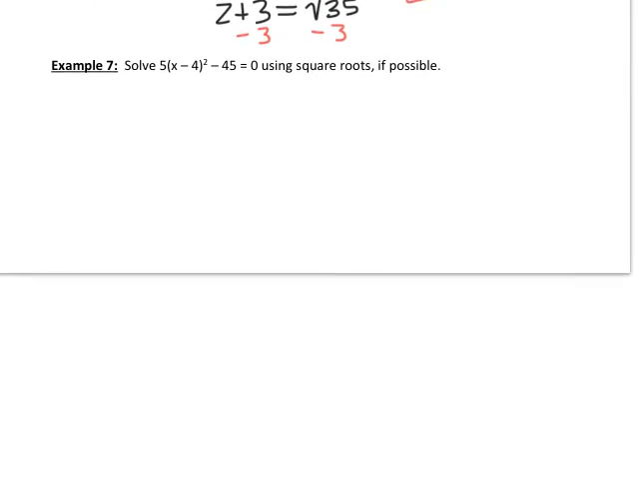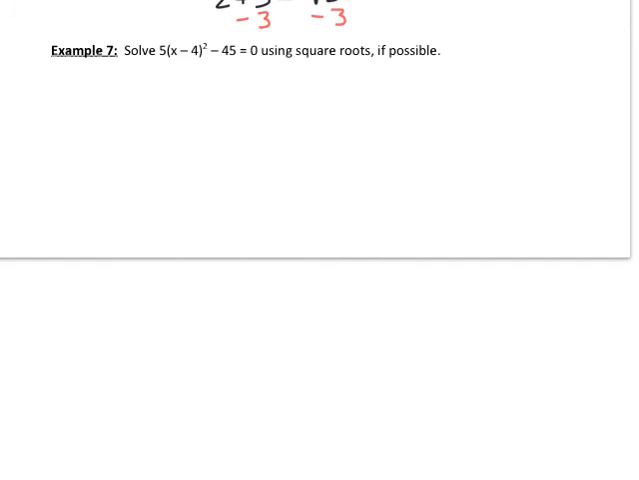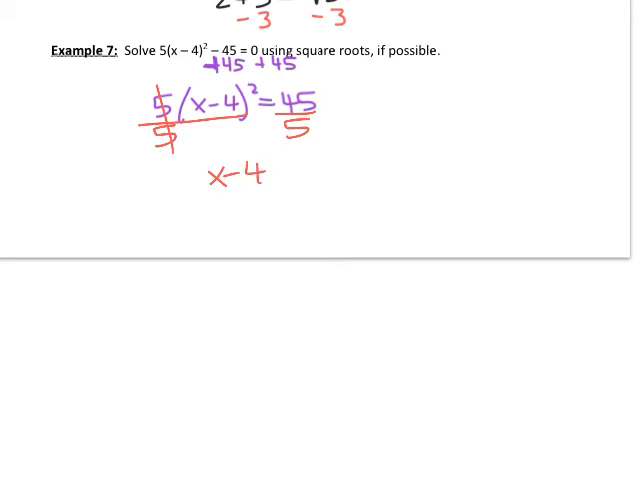All right, finally we have example number 7. The first thing I'd like to do with number 7 is add 45 to both sides. So in that case, we have 5 times x minus 4 squared equals 45. And to simplify things a little bit more, I'm going to divide this side by 5 and this side by 5. That gets rid of that. So x minus 4 squared equals 9.